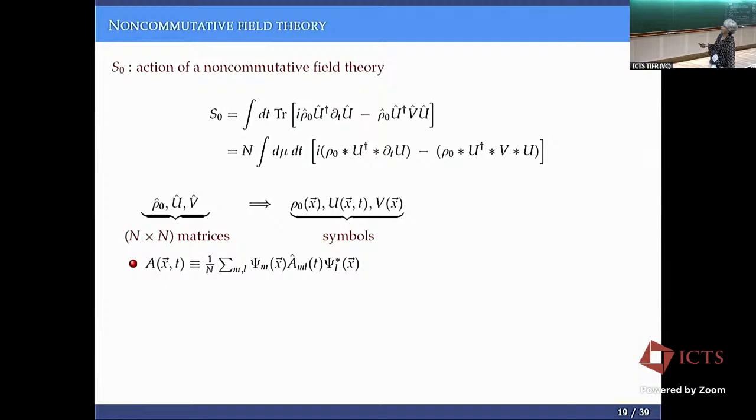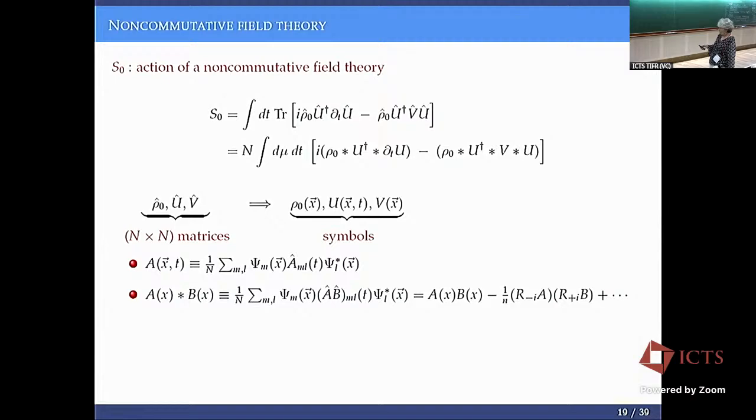I replace the matrices by the corresponding symbols. Symbols are just functions, they're fields, essentially. So this is a field, this is a function, this is the confinement potential. And how do I do that? For each operator, for its matrix A, I sandwich it with the single particle wave functions, and this will define a function for me. That's what I call a symbol.